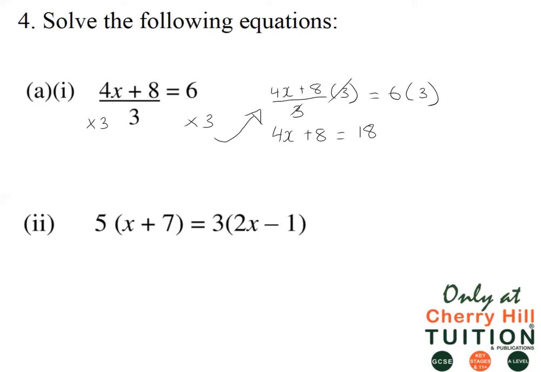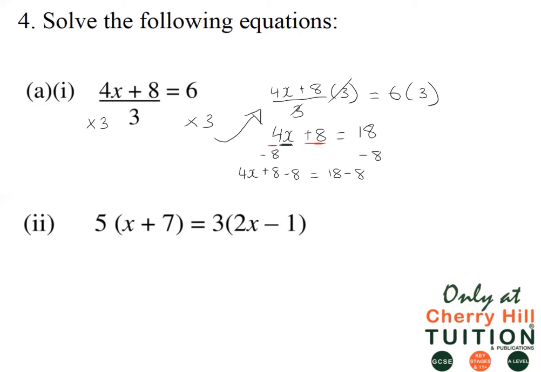Now we need to ask ourselves, what is stopping this x from being on its own? Hopefully you can see it's the plus 8, and it's the multiplied by 4. So step by step, we need to eliminate these two in order to get the x on its own. So let's start by eliminating the plus 8. The inverse of plus 8 is minus 8, so we minus 8 on both sides, leaving us with 4x plus 8 minus 8 is equal to 18 minus 8.